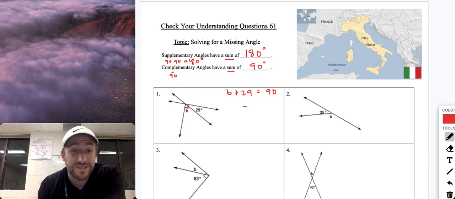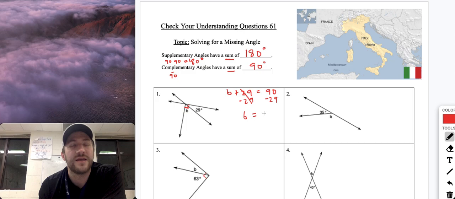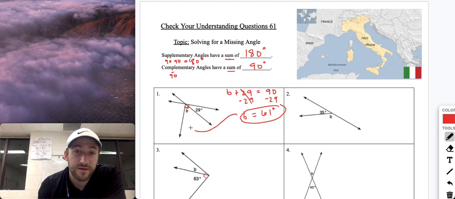So now this is just a one-step equation that we've been doing for a long time now. So I'm going to solve for B. I'm going to subtract 29 on both sides. Subtract, subtract, and B is equal to 90 minus 29, which gives us 61. 61 degrees. Perfect. And then you can always double check your work. Make sure that 61 plus 29 add up to 90, and they do. So we're good to go.